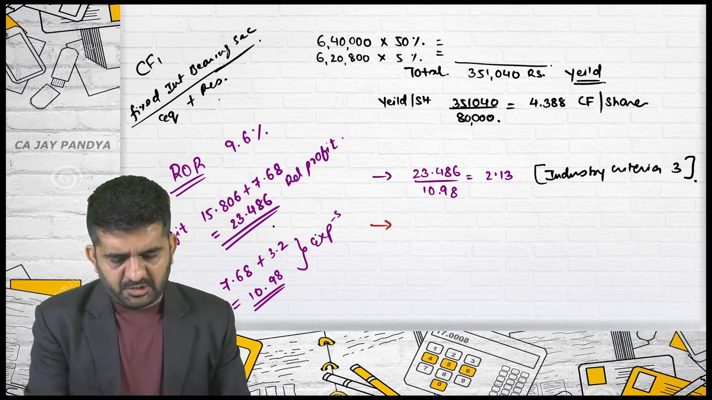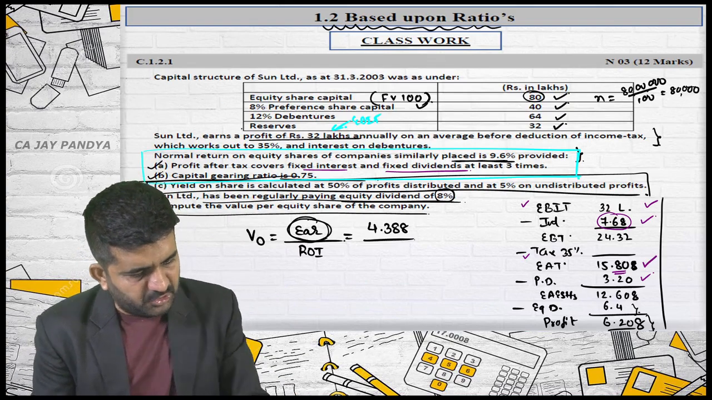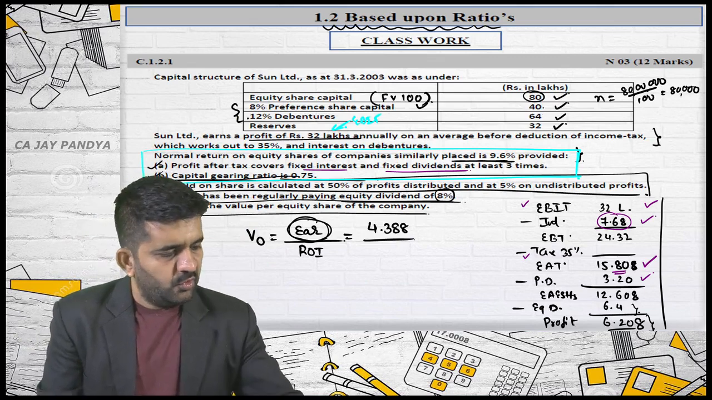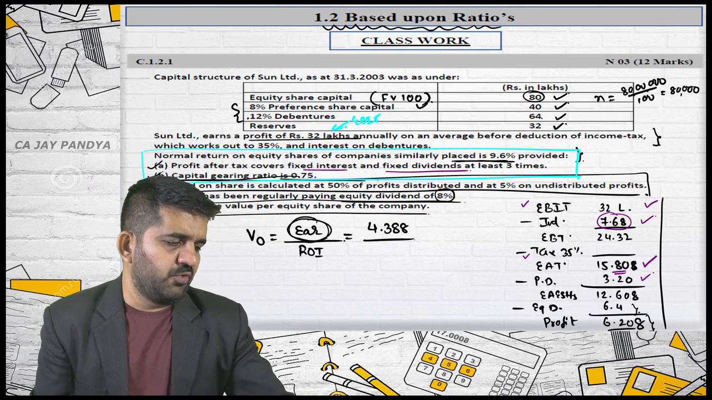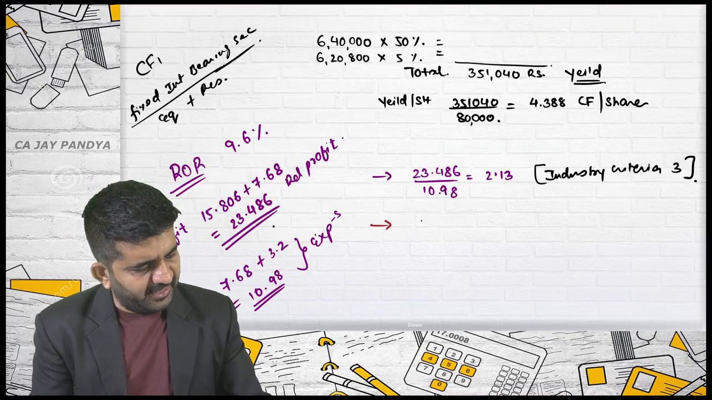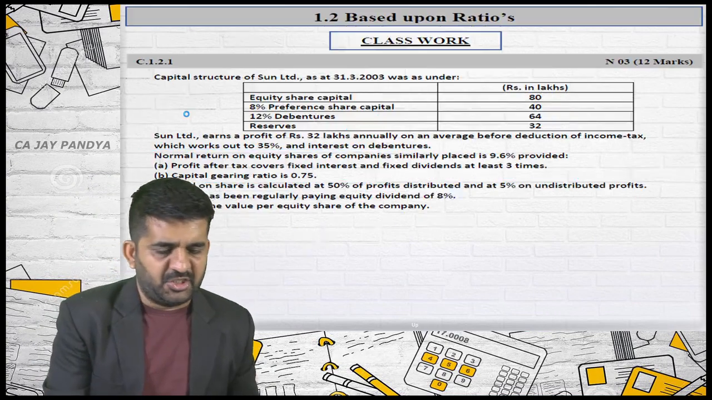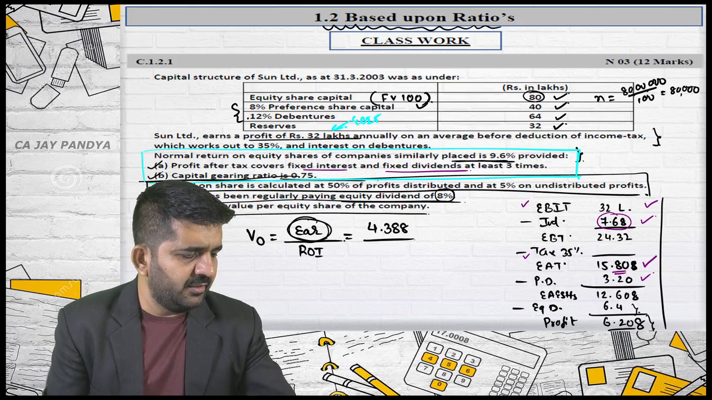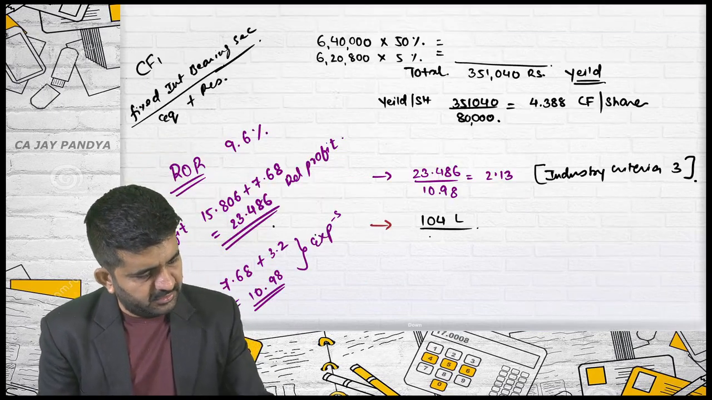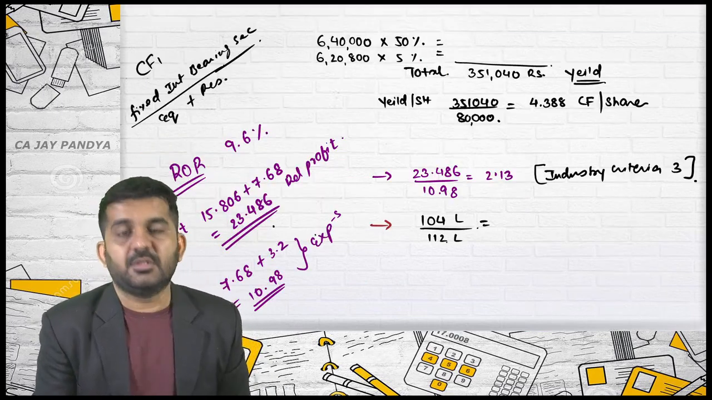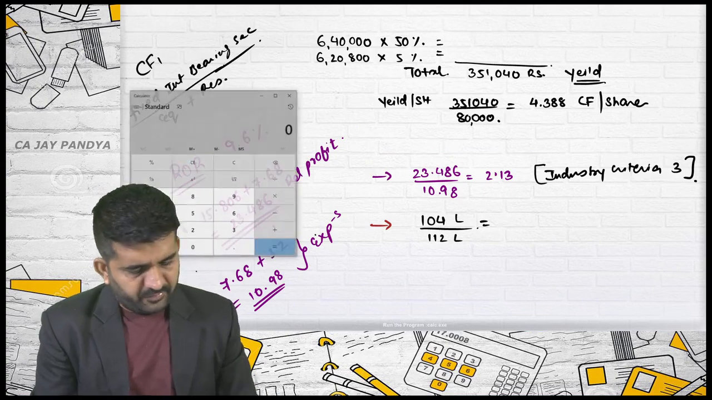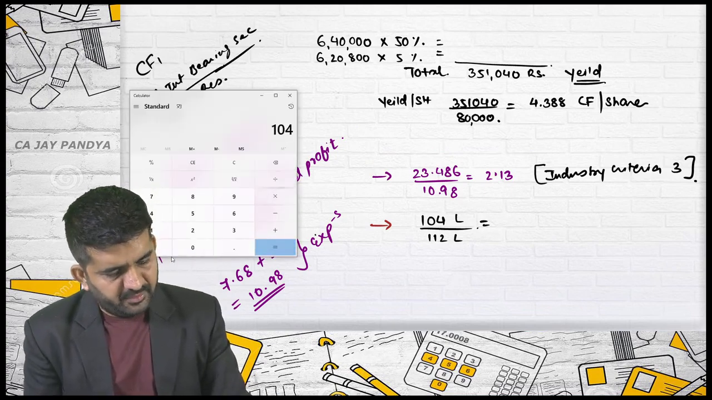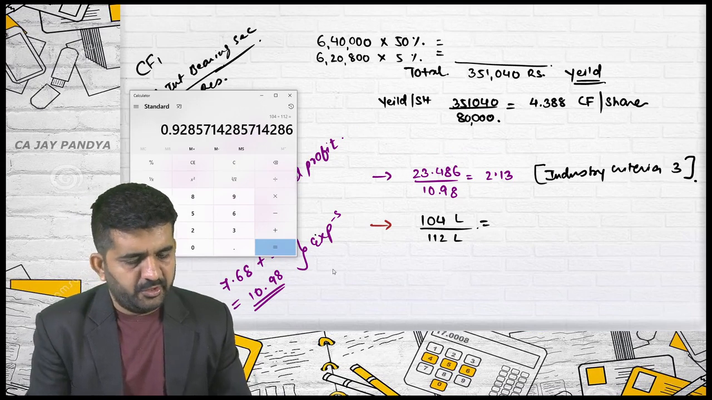Let me find out which are the fixed interest bearing securities of this company. These two, 40 plus 64, is 104 lakhs. So in the numerator I will write 104 lakhs, divided by the denominator, equity plus reserves. Equity plus reserves will be 112, right? Yes, 112 lakhs. What will be the ratio? 104 divided by 112 is 0.92.